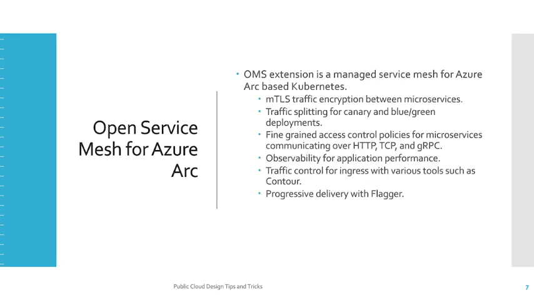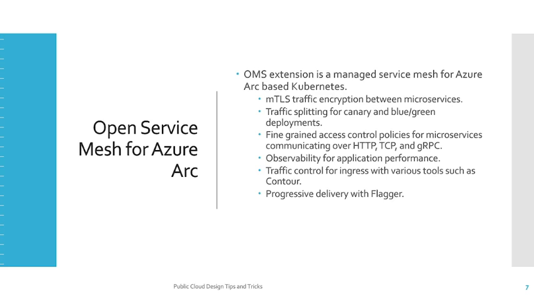Now, Open Service Mesh for Azure Arc. Azure Arc, as you know, is also integrated with Kubernetes-based architecture. That's where you can realize OSM, where the OSM extension is a managed service mesh for Azure Arc-based Kubernetes. There you can do mTLS, that means mutual TLS, traffic encryption between your microservices. Second, traffic splitting for canary and blue-green deployment.